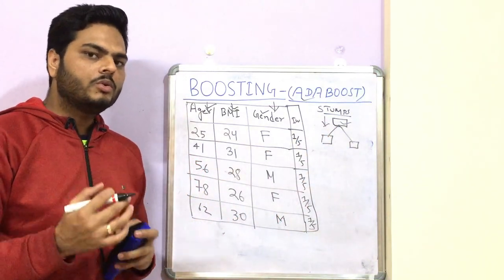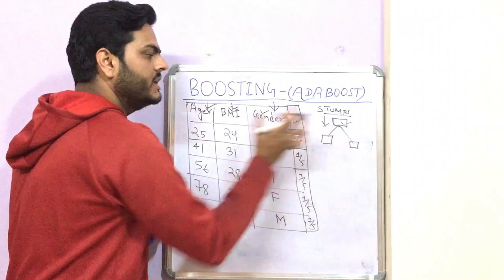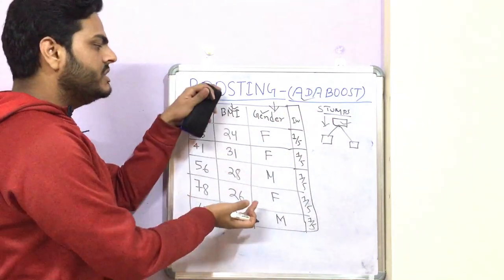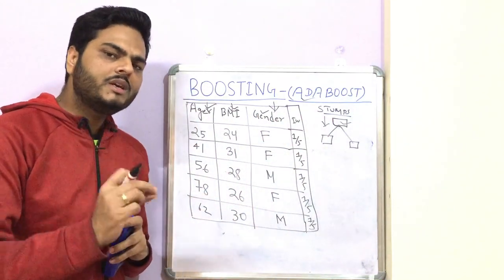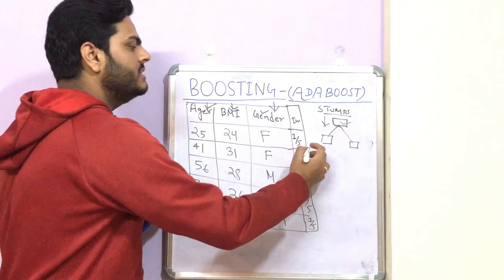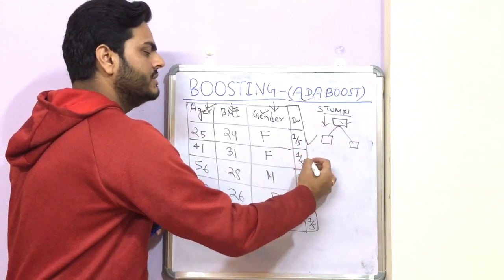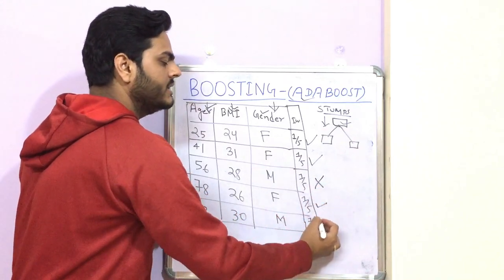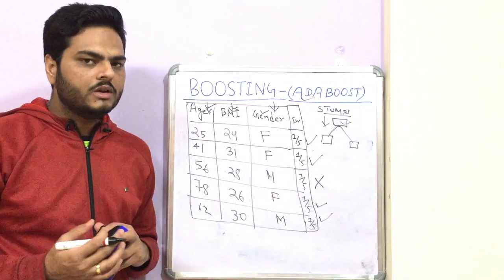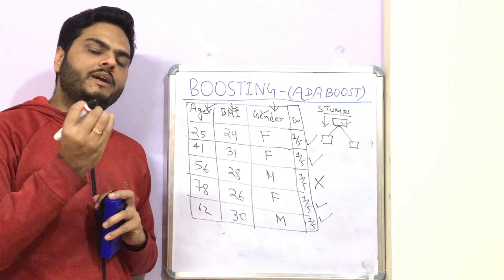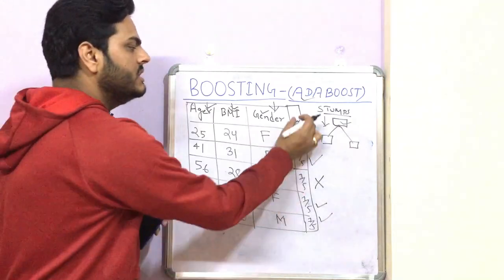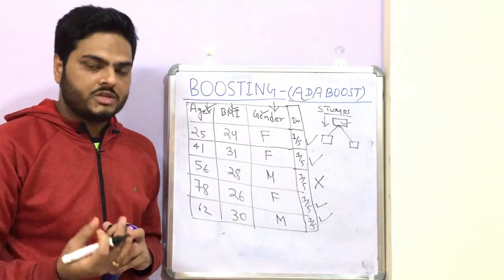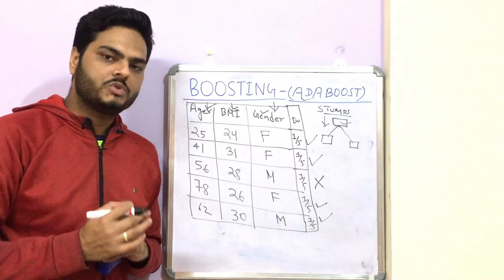some of the classifications which this stump does might go wrong. So let's say this stump is created and then the testing happens on this data. And when the testing happens, let's say this prediction is correct, this prediction is correct, this prediction is wrong, this is correct and this is correct. Okay, so what happens in the next iteration is, these initial weights are changed. This is very important for the AdaBoost technique.